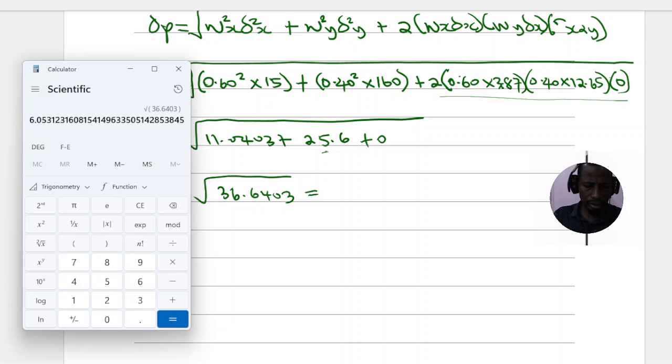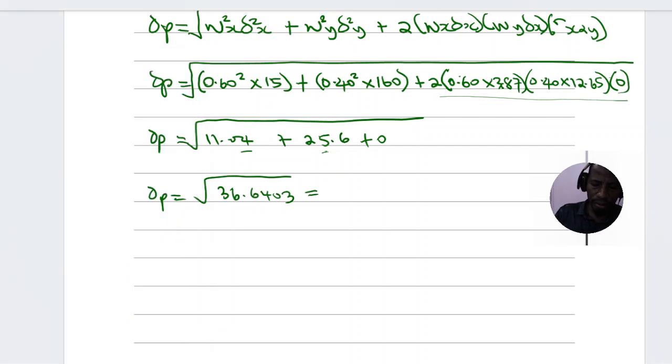Still not correct. 6.05. What's the issue? Let's try. Oh, even this one too is not correct. Let's see. 0.6 squared multiplied by 15. That's 5.4. This one should have been 5.4. Wow, so many mistakes. This should have been 5.4 plus 25.6, then plus 0. So this is not correct.